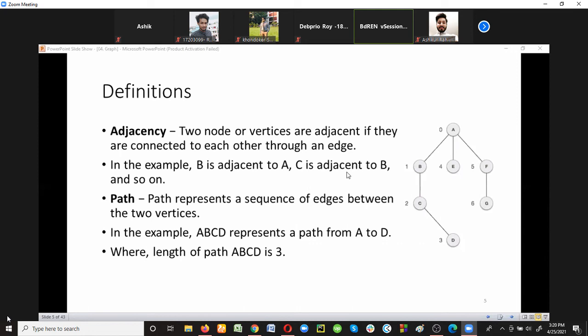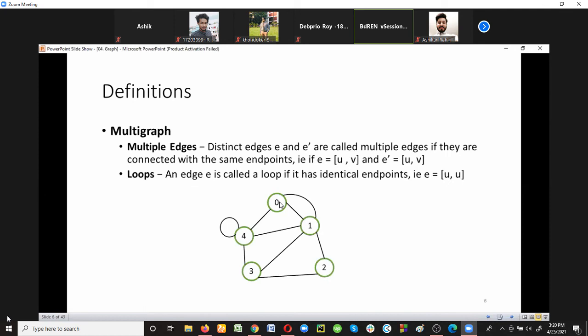That is a loop. And there are some types of graph. Remember, we discussed simple graph, connected graph, complete graph, weighted graph, multi-graph, and tree graph. There are 6 types of graph. Here, the first one is multi-graph. There are 2 characteristics of multi-graph. One is multiple edges and another is loop.